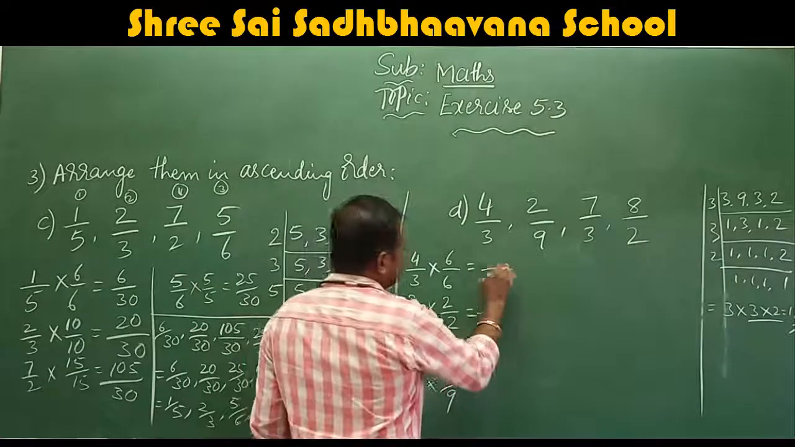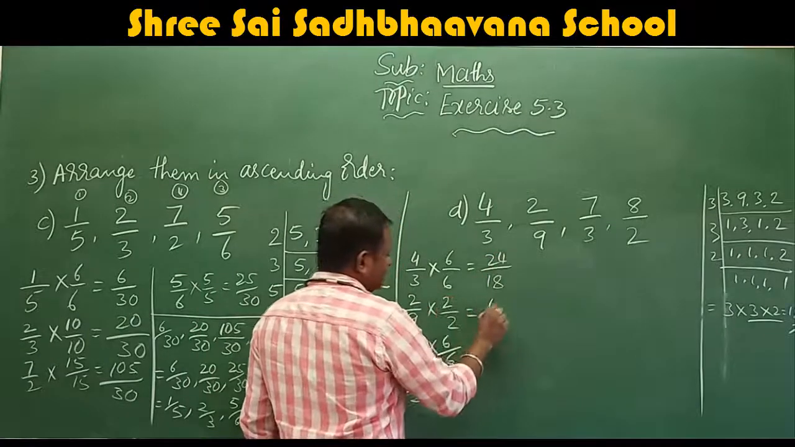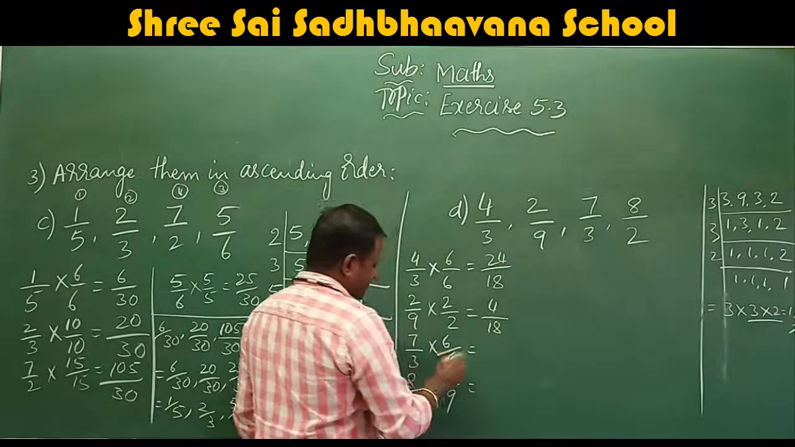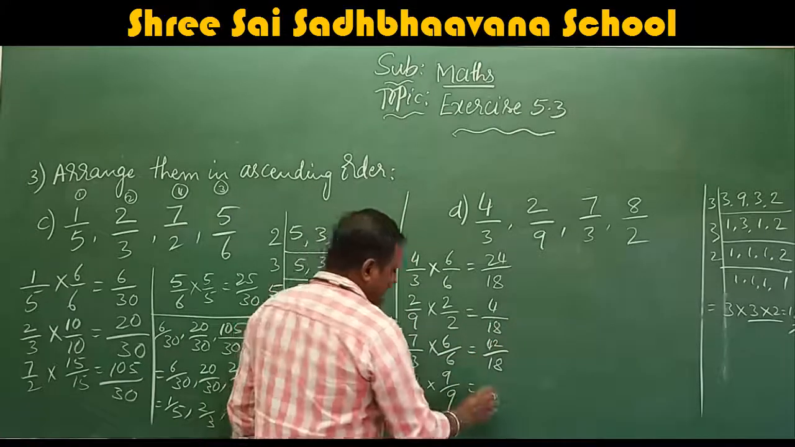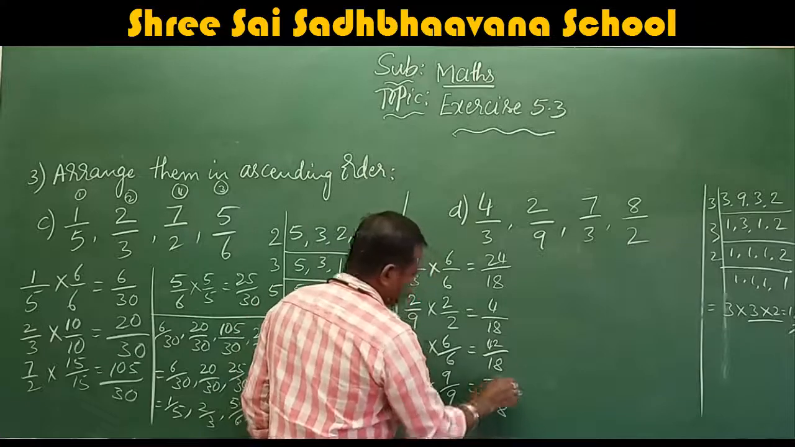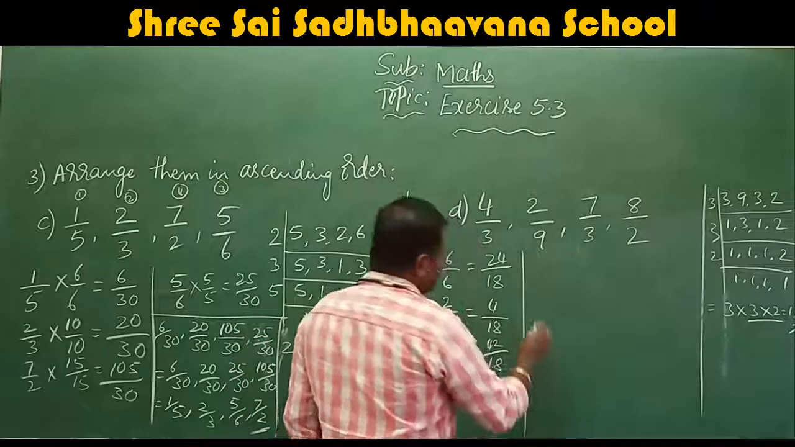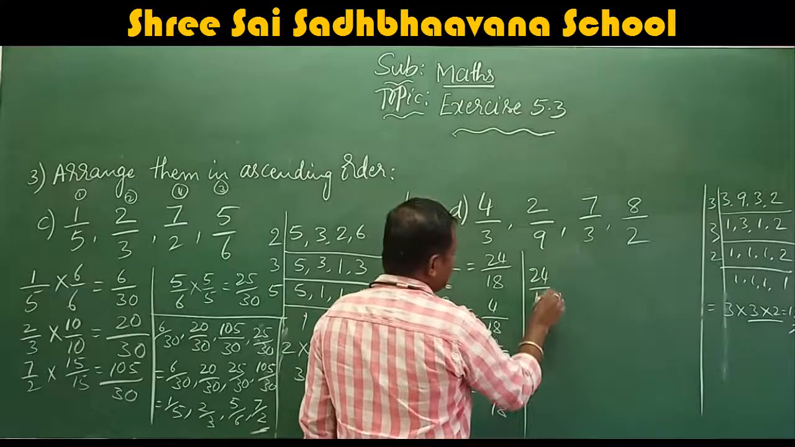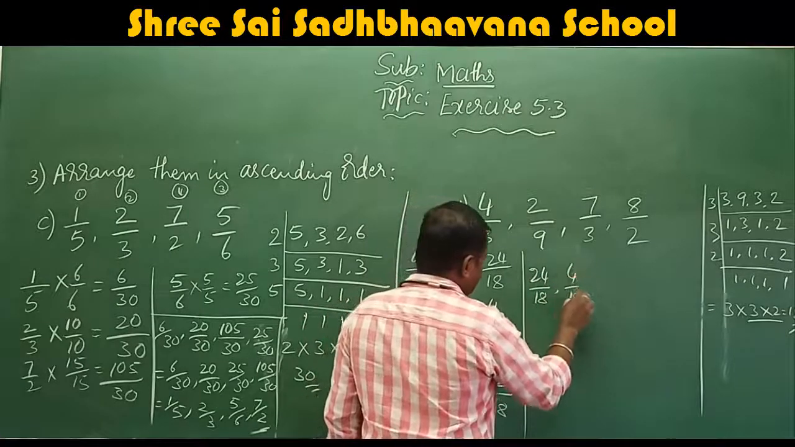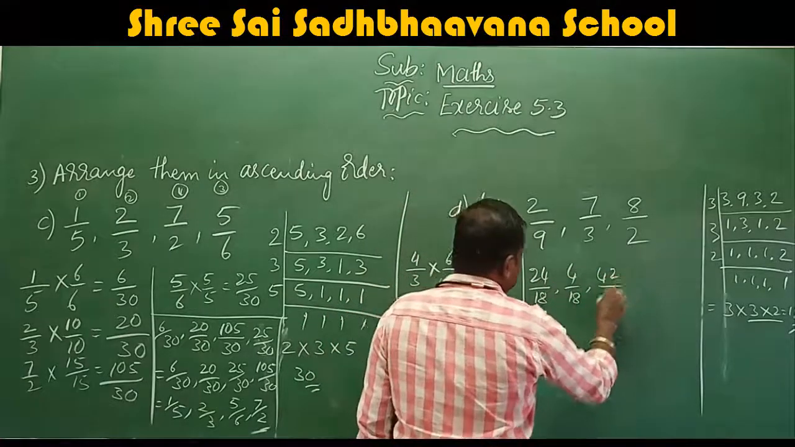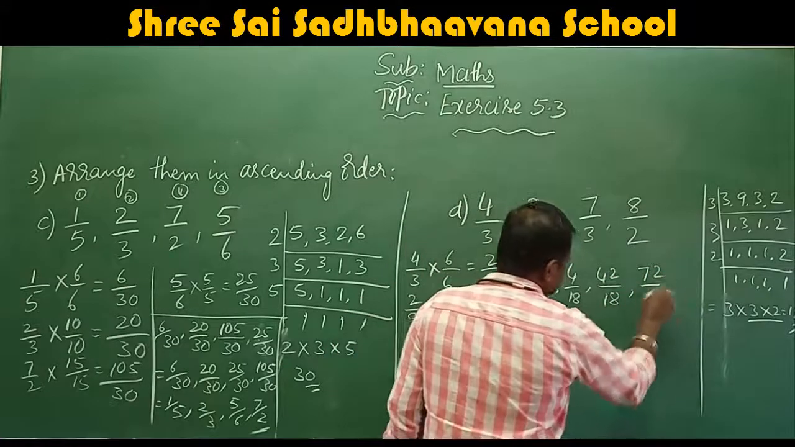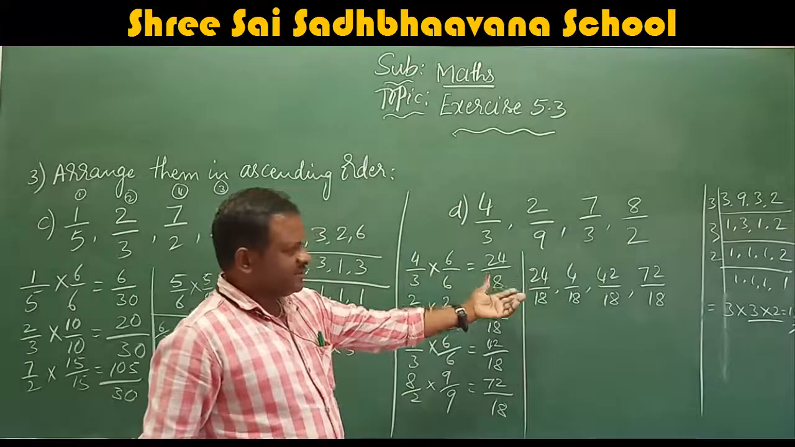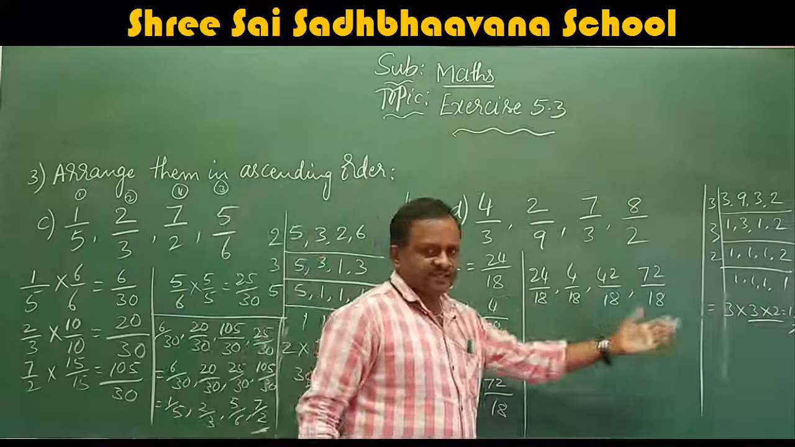3 sixes are 18, 4 sixes are 24. 2 twos are 4, 9 twos are 18. 3 sixes are 18, 7 sixes are 42. 9 twos are 18, 8 nines are 72. Now the fractions we got are 24 by 18, 4 by 18, 42 by 18, 72 by 18. Now it is easy to compare because all the denominators are the same.